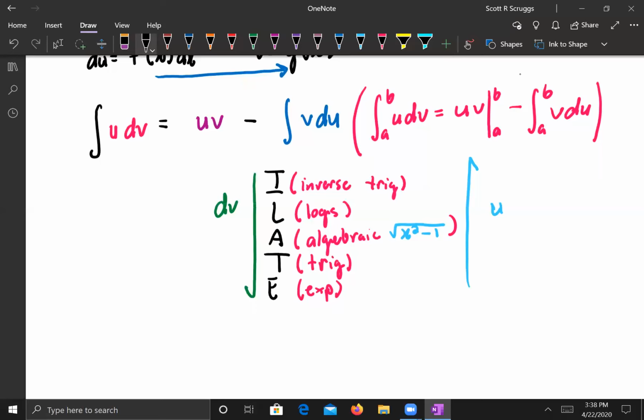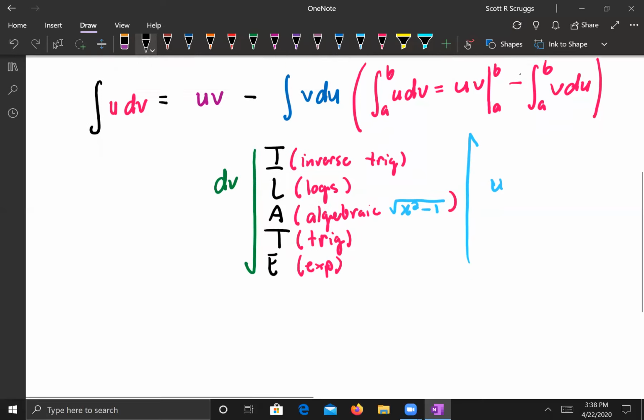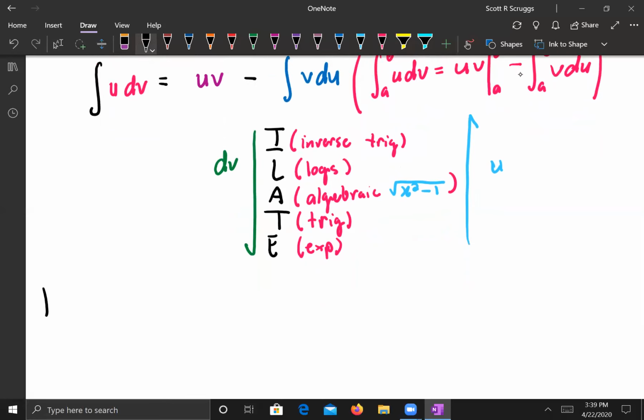Time for our first warm-up problem to get us started. So the first problem for today is evaluate the following integral.